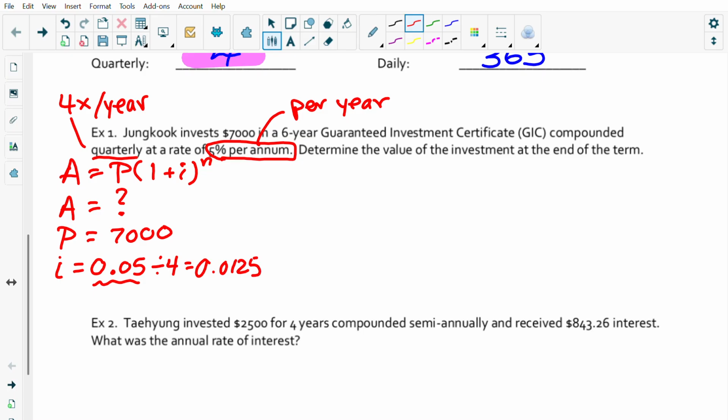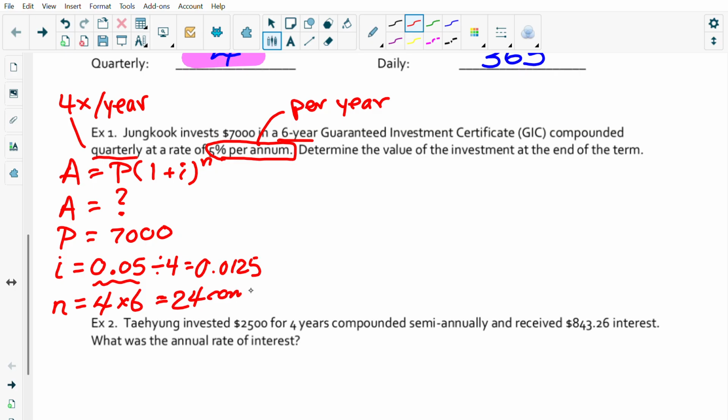0.0125, and that's my quarterly interest rate, or my interest rate per quarter. And you have to do this because what is the n value? The number of compounding periods per year. It's quarterly, so n equals 4. But it's a 6-year guaranteed investment certificate, so I have to do times 6. This is the total number for the life of this investment, 24 compounding periods.